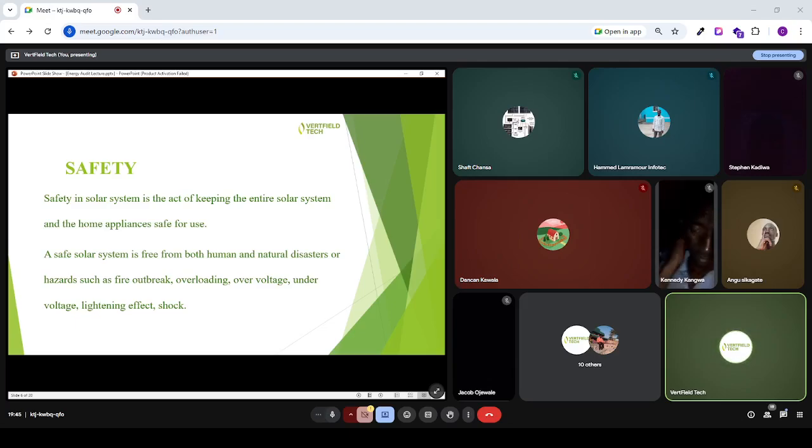So a safe solar system is free from both human and natural disasters or hazards such as fire outbreak, overloading, overvoltage, undervoltage, lightning effect, and shock.